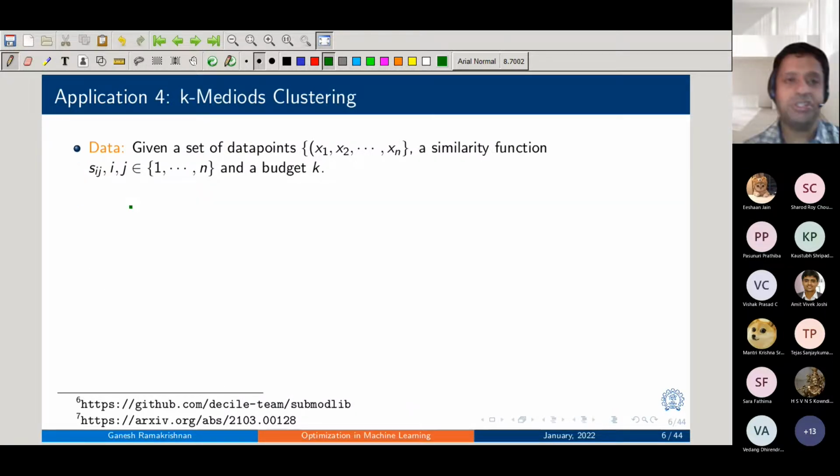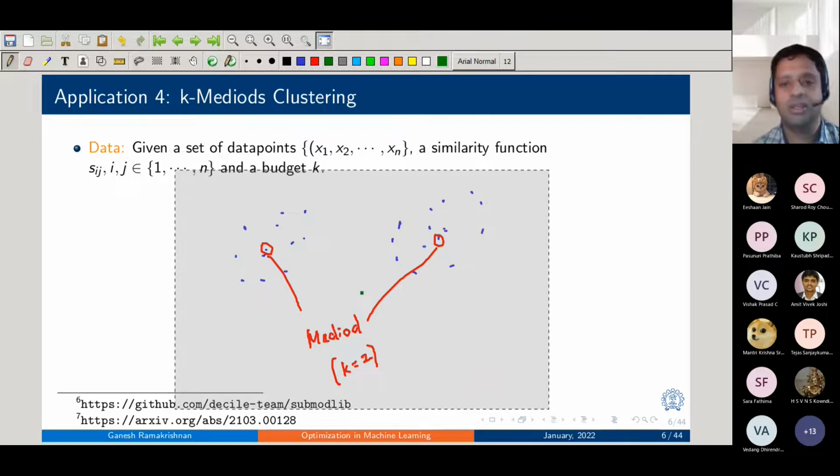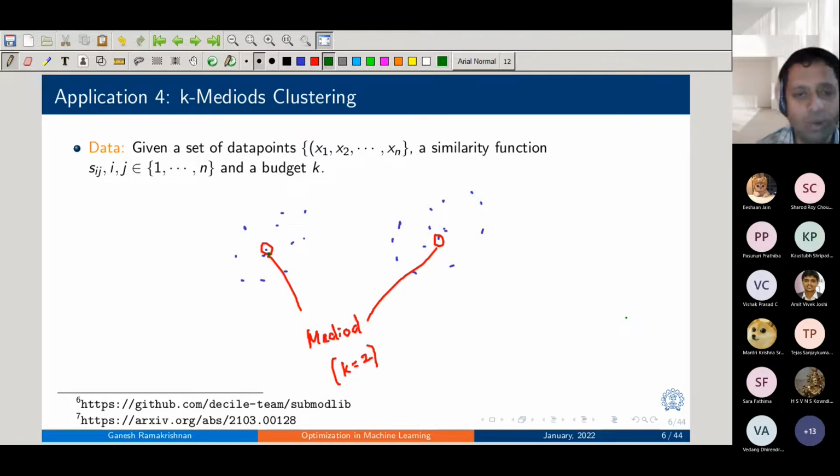A fourth application is k-medoid clustering. This is probably the easiest of the lot. Let's say you have two sets of points, two clusters, so to speak. You could now try k-means clustering, right? The k-means problem is a little unfortunate because it might land up giving you the means in no man's land. This might be a mean and this might be a mean just because there are some outlier points, or maybe it turns out to be here.